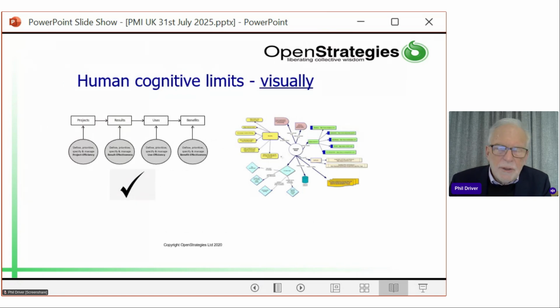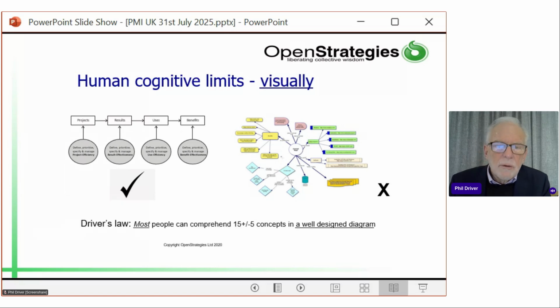And on the left, you see a very simple little diagram. On the right, you see a slightly more complex one. And I've tested this over and over again with the master's students I work with: how many boxes of information can they comprehend in a well-designed diagram? And the answer leads to what I call Driver's law. People can only comprehend about 15 plus or minus 5 concepts in a well-designed diagram.